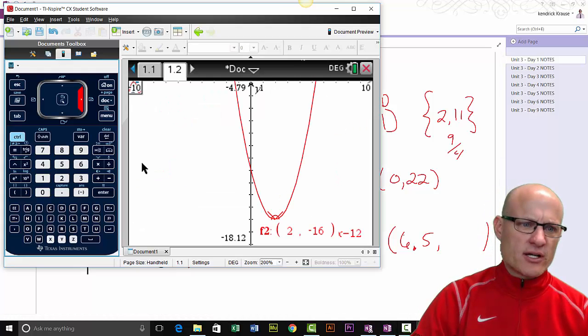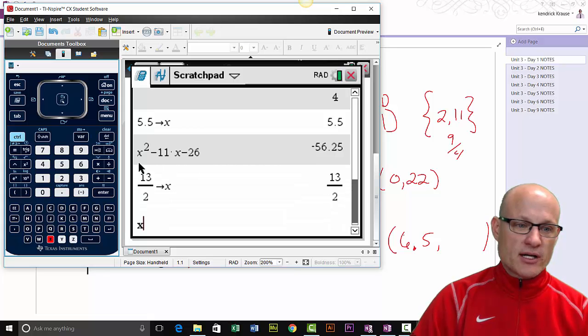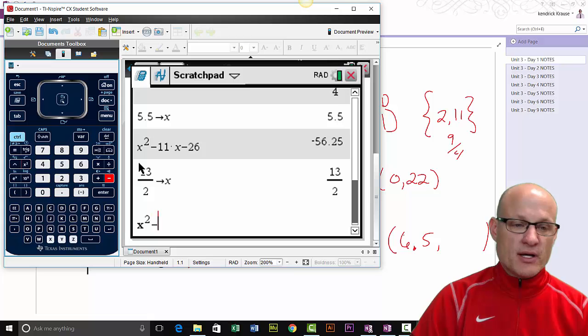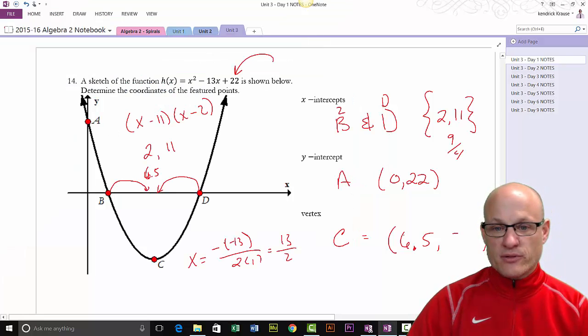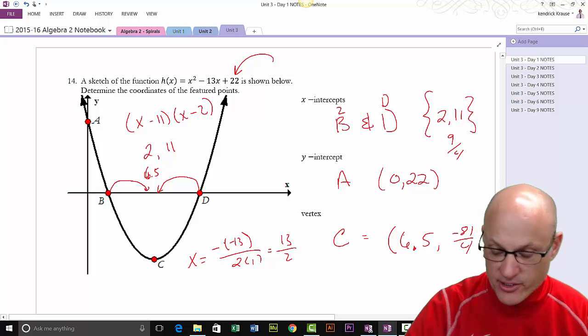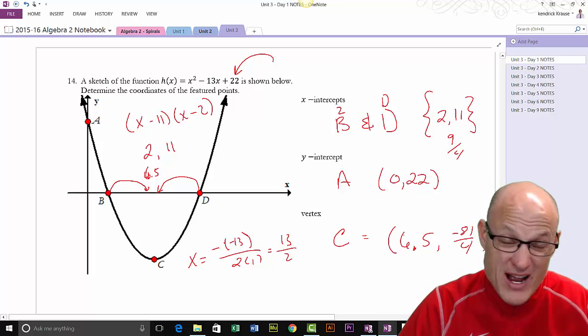And I go over to my calculator. I go calculate. And I go, okay, 13 divided by 2. So x. And I'm going to do x squared minus 13x plus 22 and get negative 81 over 4. Negative 81 over 4. And that would be C. And that's the end of the video. I'm going to cut out some things that didn't go so well, and you should have seen a nice product.